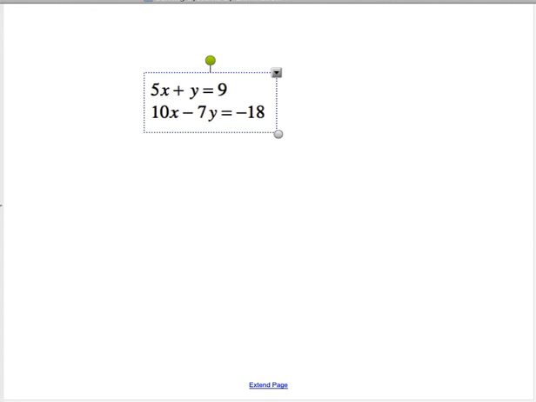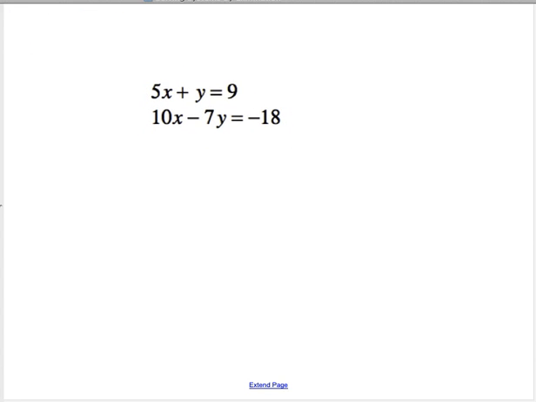Now here, again, I do not have additive inverses of each other. So I get to choose which I want to get rid of. Do you want to eliminate your x's first, or do you want to eliminate your y's? It does not matter. I've been eliminating x's, so I'm going to go ahead and eliminate my y's first here.